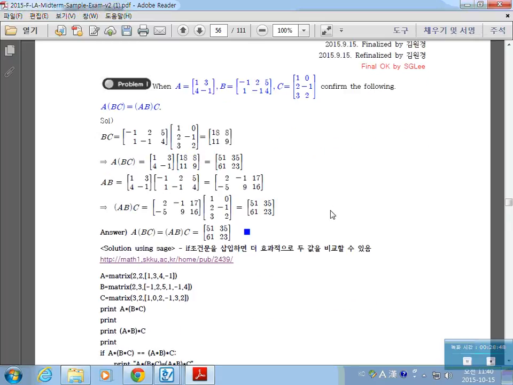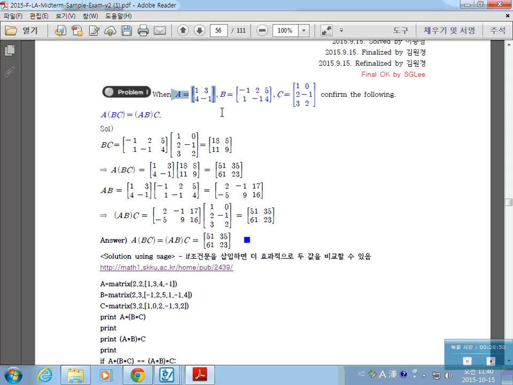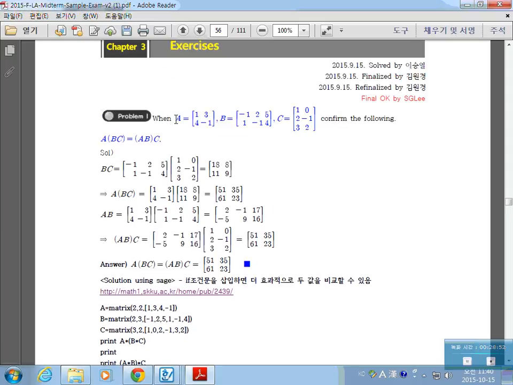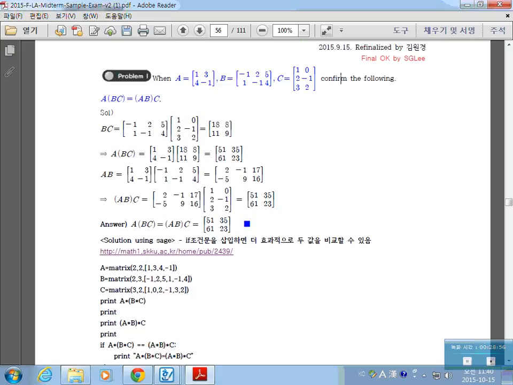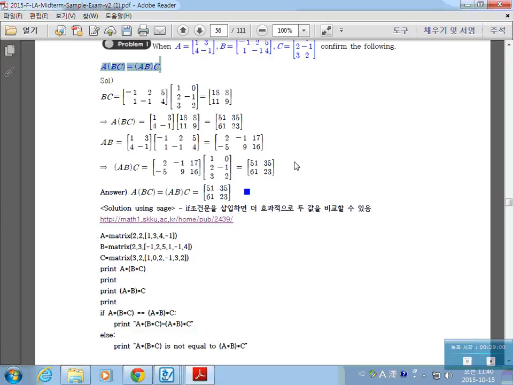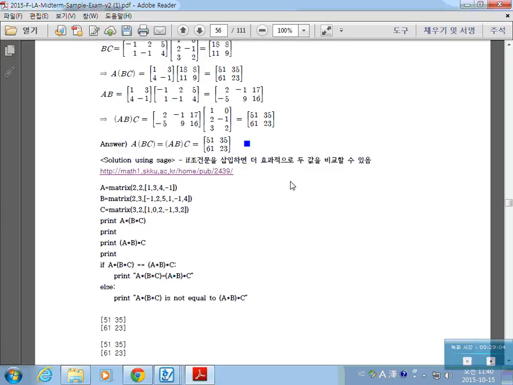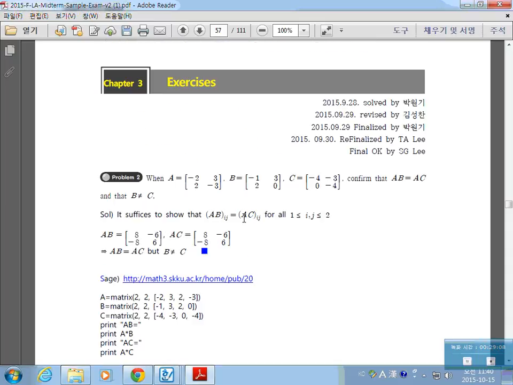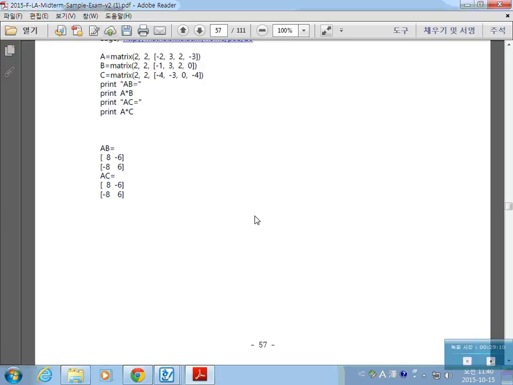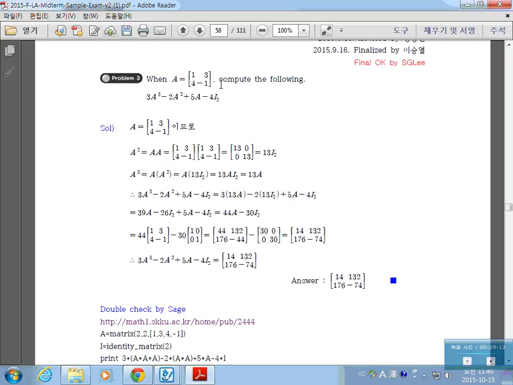What's next? Yes, in chapter 3 now. In chapter 3, the matrix computations. When you have different matrices, then you can find the product or addition and scalar multiplication, etc., by hand or by the code. Same thing. Compute the following if you have this.